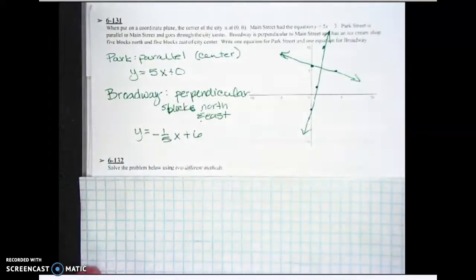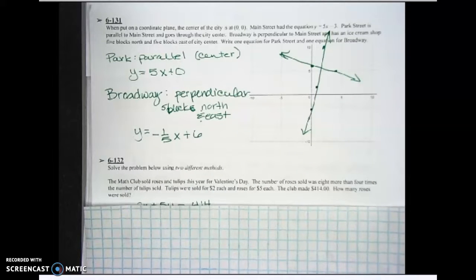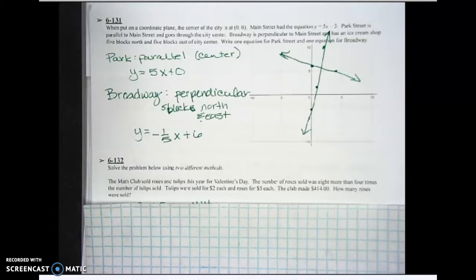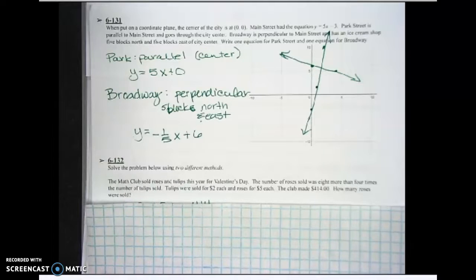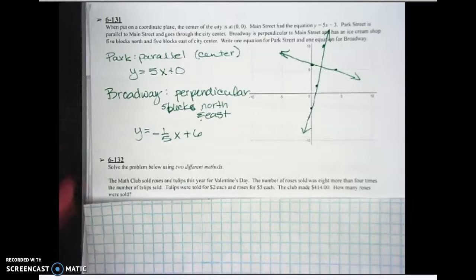Okay, question 132 says, solve the problem using 2 different methods. The math club sold roses and tulips this year for Valentine's Day. The number of roses sold was 8 more than 4 times the number of tulips sold. Tulips were sold for $2 each and roses for $5 each. The club made $414. How many roses were sold?